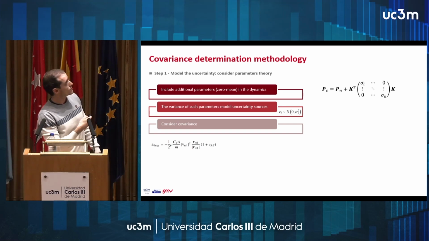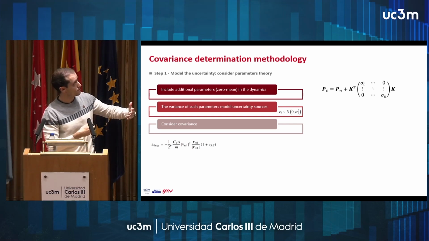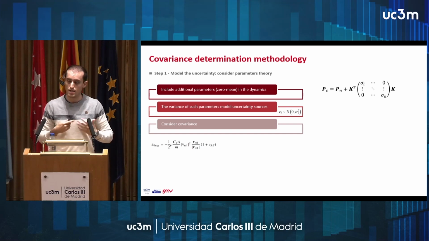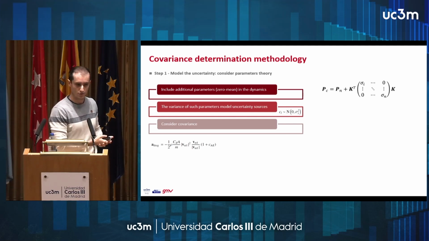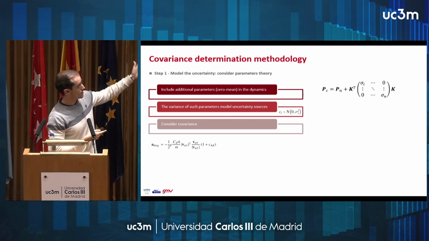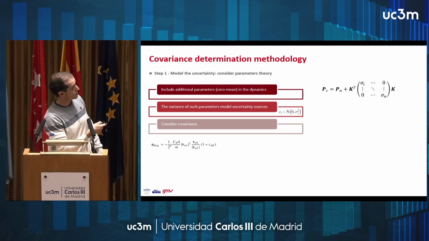So you have to include additional parameters in the dynamics, for instance, this parameter here added to the drag equation, which is defined to have a null mean, but a certain variance, a certain uncertainty, which we try to put here to encompass, to represent the missing uncertainty that we have in our system. This theory allows us to correct the covariance with this noise of the parameters to the so-called considered covariance.